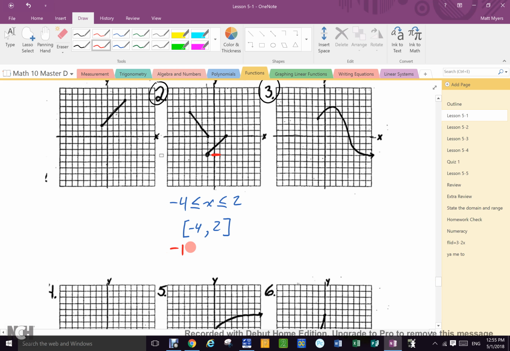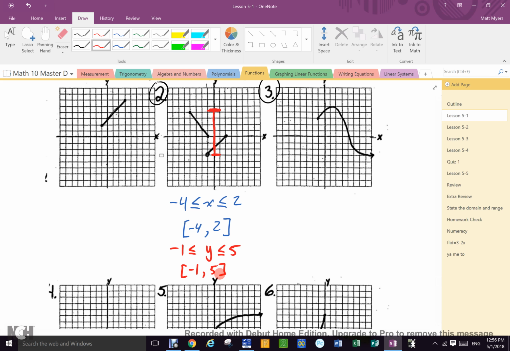So it's negative 1 less than or equal to what? What are the values we're counting now? X's or Y's? Y. And I go up. When do I stop? Right there at 5. Did I make it to 5? Is it a closed dot? Yeah. 5. And then I rewrite. Negative 1, comma 5 with square brackets. Is everybody good with 2? Okay. That's going to be the same.